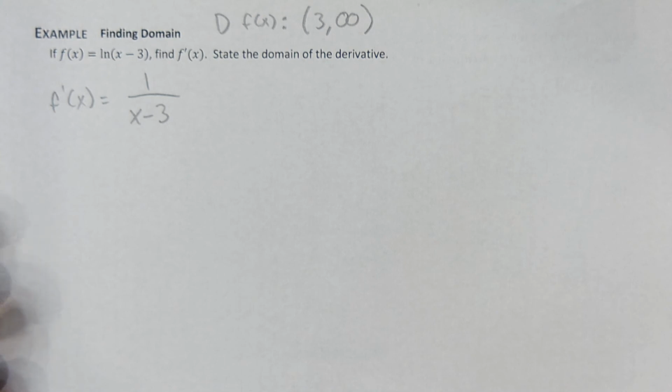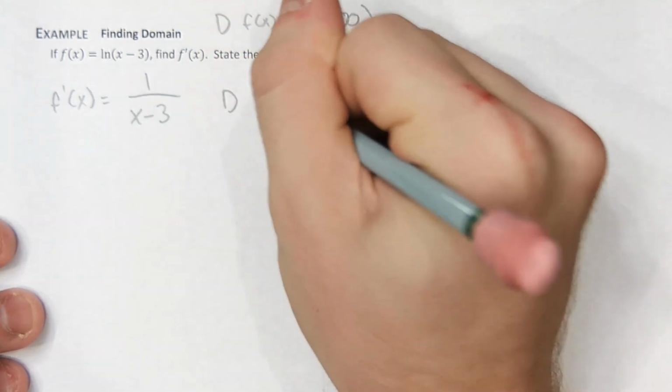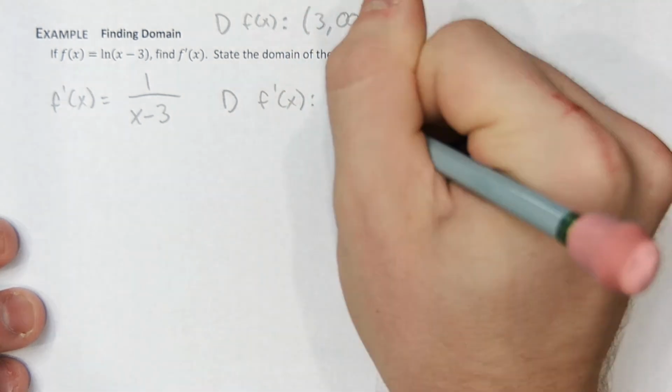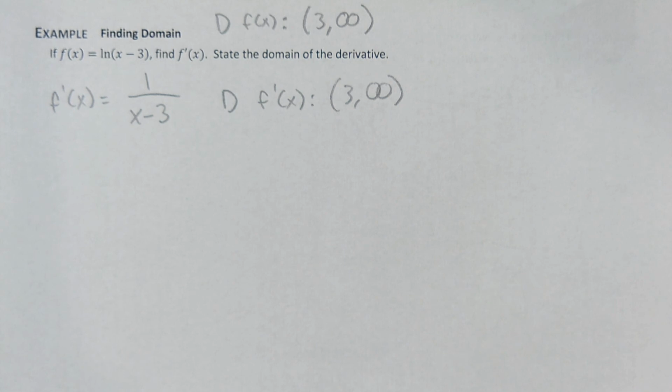So the derivative has to have the exact same domain. So the domain of f prime of x is also from 3 to infinity, not including 3.